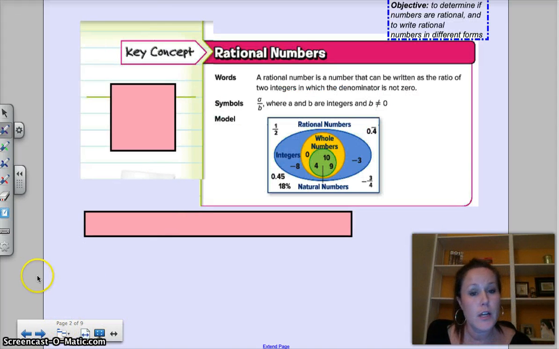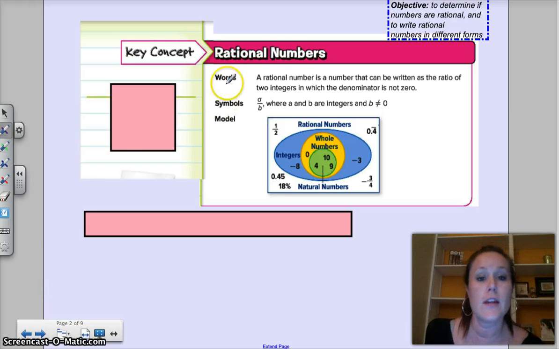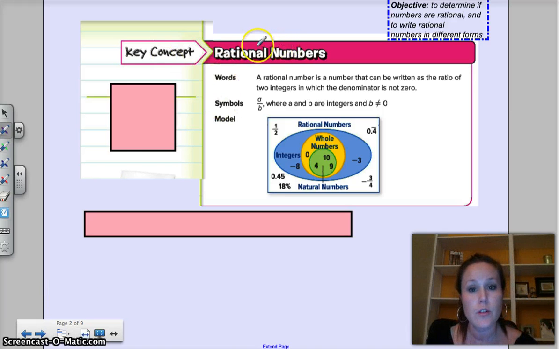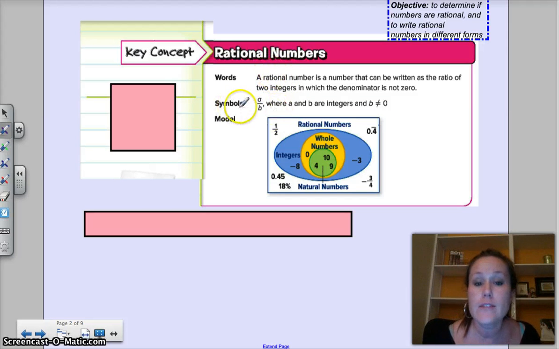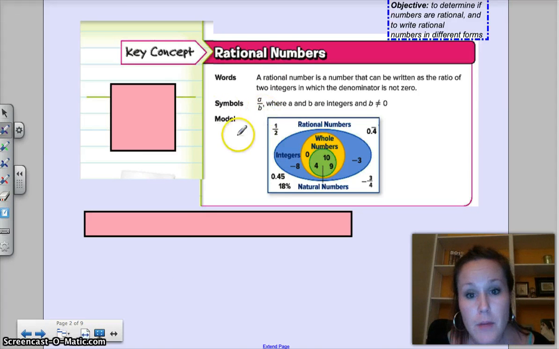Second slide. Guys, we're talking about rational numbers. Obviously, that's what our whole objective is about. And it says that in words, our key concept of rational numbers: a rational number is a number that can be written as the ratio of two integers in which the denominator is not 0. We are not allowed to divide by 0. You cannot have a bottom number of 0. You just can't do it. It's not allowed. And in symbols, that's this, a over b, where a and b are integers and b is not equal to 0.